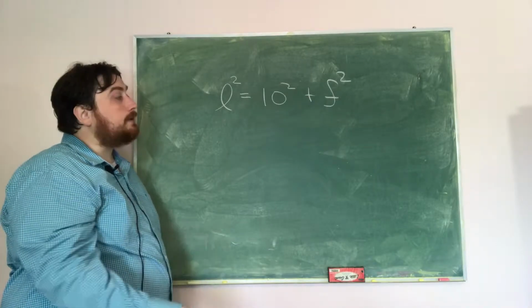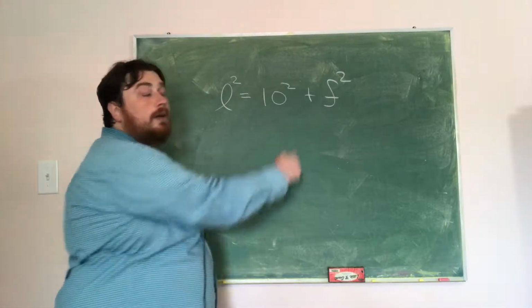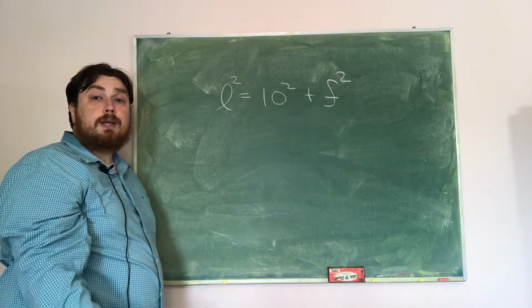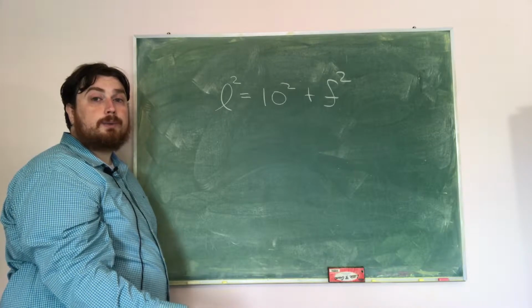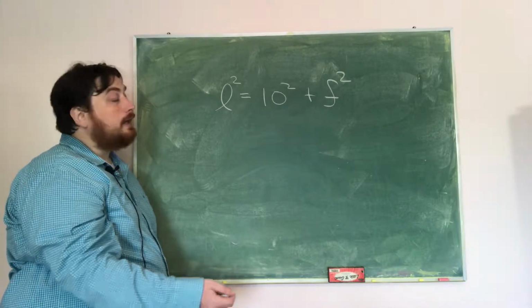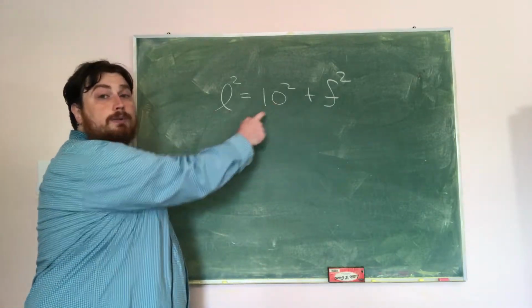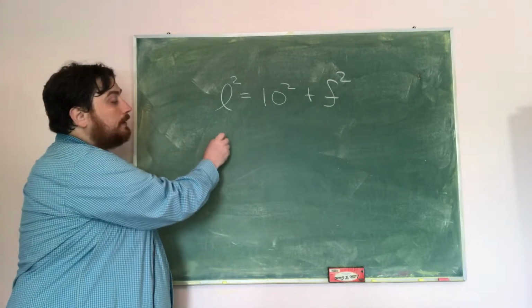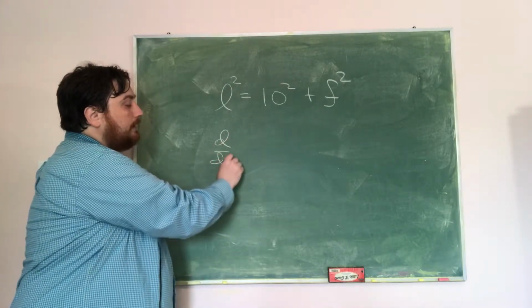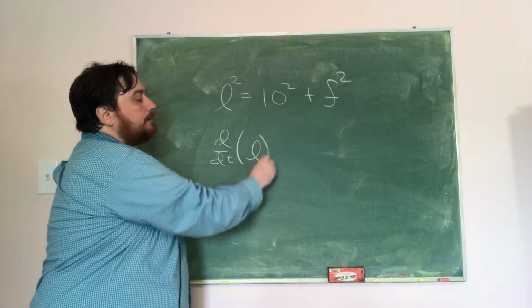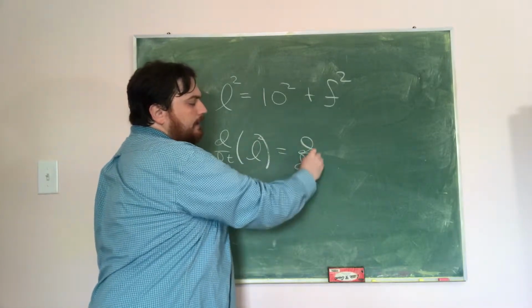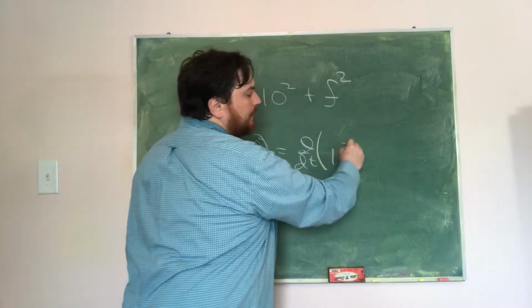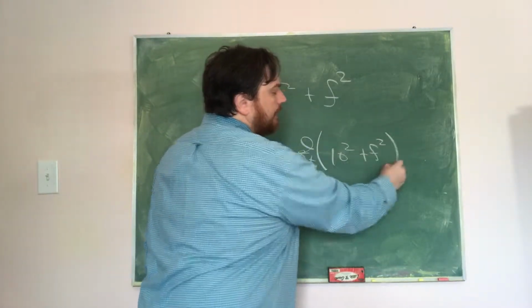Now that we have an equation involving the variables we're looking for, L and f, we want to find things about rates, so we need to implicitly differentiate. And what we want to find is dL/dt. So that means we're going to take the derivative of both sides with respect to time. And so I'm going to get d/dt of L squared is equal to d/dt of 10 squared plus f squared.